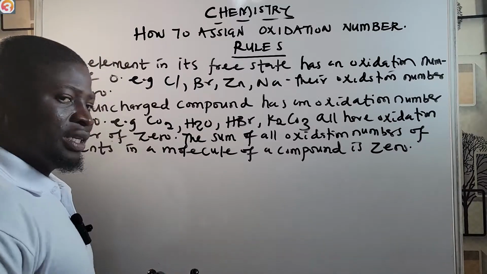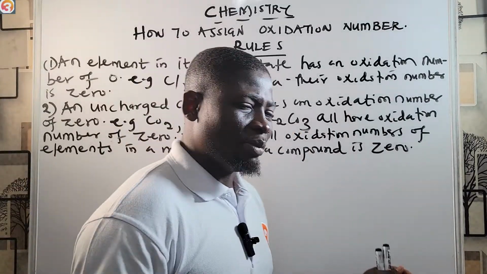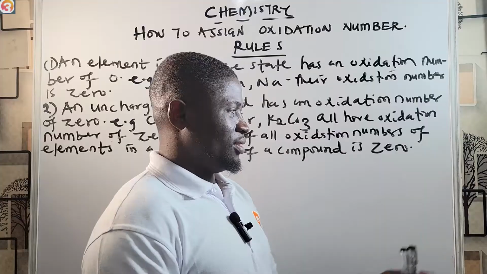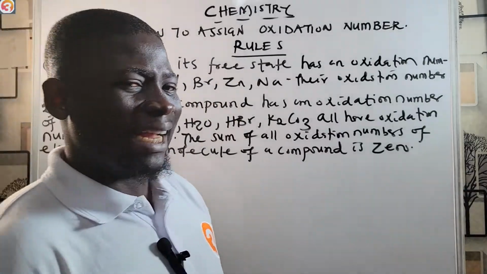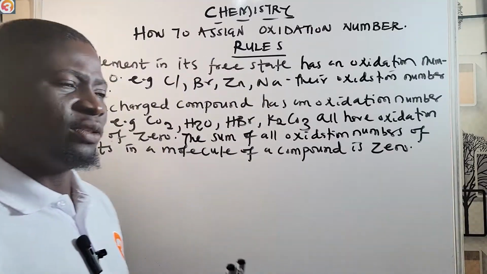It's equal to 0. The total charge, the total oxidation number, the sum of all the oxidation numbers is equal to 0. Now, this is the second rule that guides how to assign oxidation number.